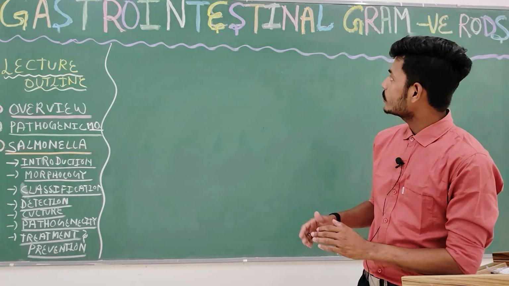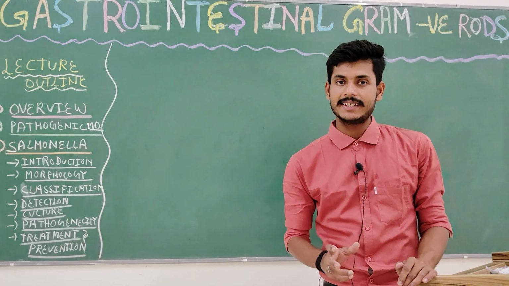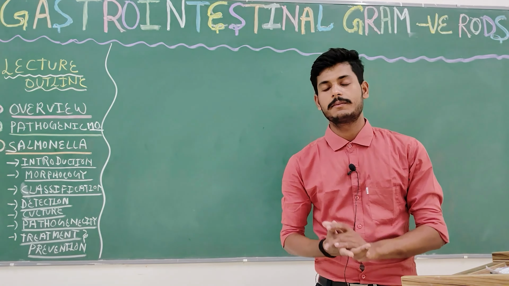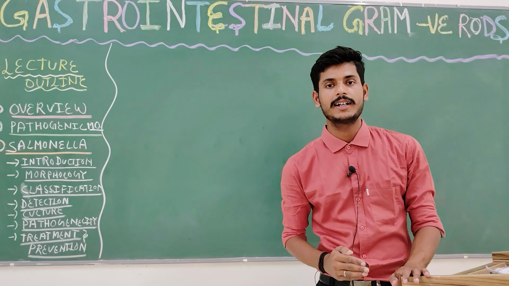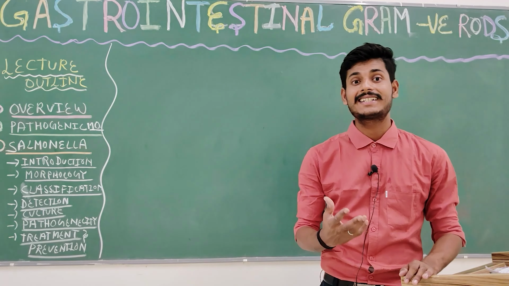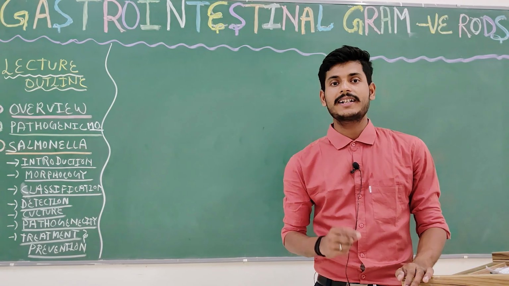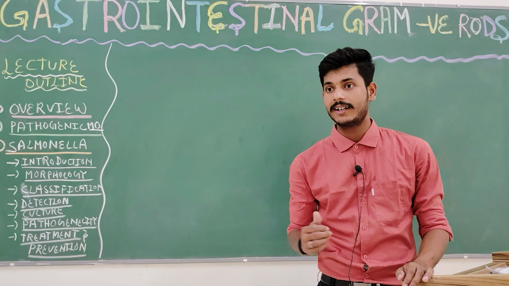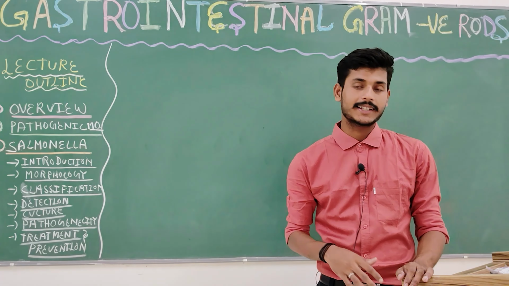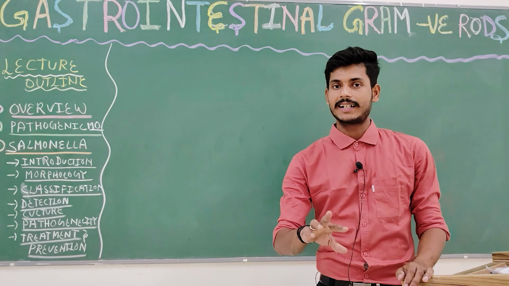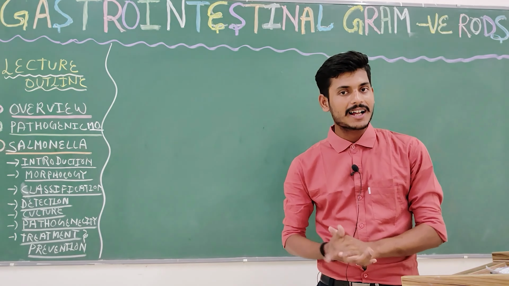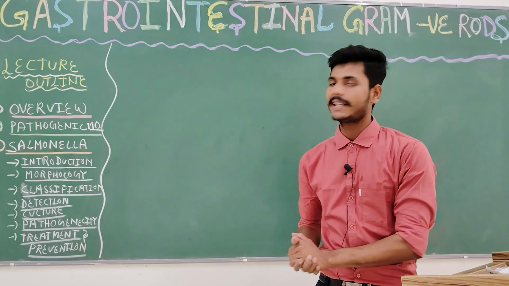Fine. Now, about the gastrointestinal gram-negative rods, or the gastrointestinal diseases, just remember that bacteria are classified on various bases. One of the bases is to divide bacteria on the basis of staining. If bacteria take the gram stain, we say those bacteria are gram positive. If bacteria do not take the gram stain, we refer to those bacteria as gram negative. Now, gram positive bacteria are less harmful as compared to gram negative bacteria.